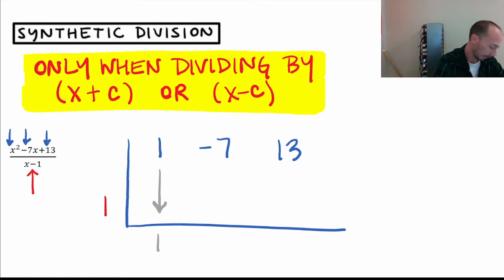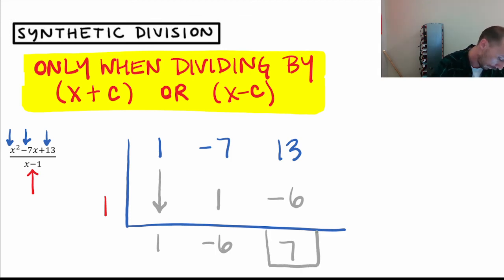And what I mean by that is I'm going to multiply this one times that one. I'm going to copy in my product there. And then I'm going to add down. Negative 7 plus 1, that's negative 6. Then I'm going to multiply again. I'm going to multiply negative 6 times that 1 in red. Okay, negative 6 times 1 is negative 6. Then I'm going to add down. And then I'll be left with 13 minus 6, that's positive 7. Okay, this number we get here at the end, that's our remainder.